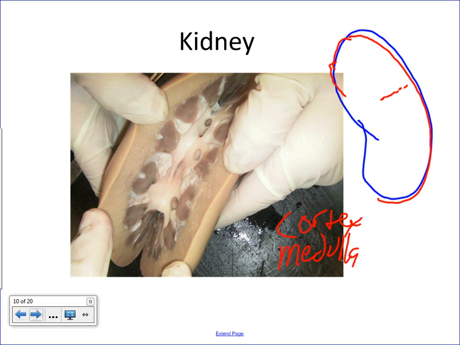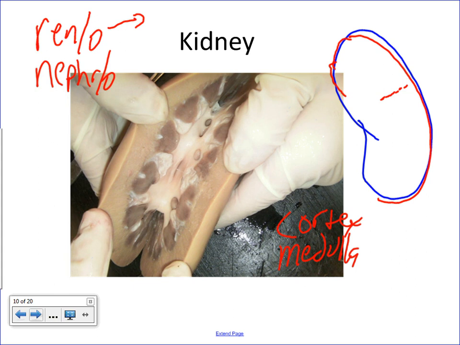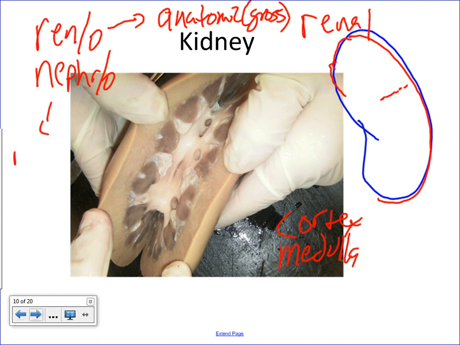Now, before I continue with this, I want to talk about something for a second: the difference between the word roots reno and nephro. When you take a medical terminology class, they say that both of those mean kidney, which is true, but how they're used is a little different. Whenever you see renal, think of that as more of a gross anatomic term. Whereas nephro is going to be more of a microscopic or physiologic term. Also, nephro is typically the term used when we're describing pathologies of the kidneys.